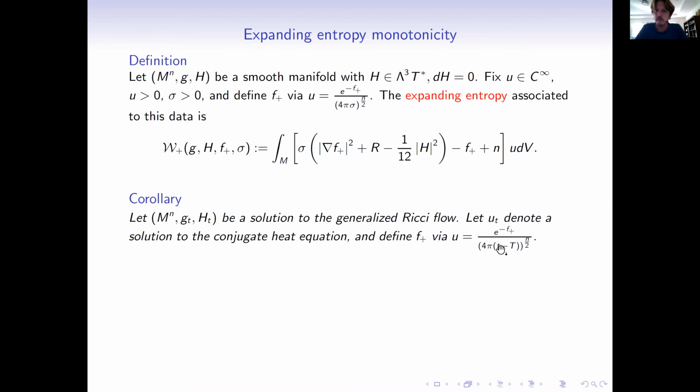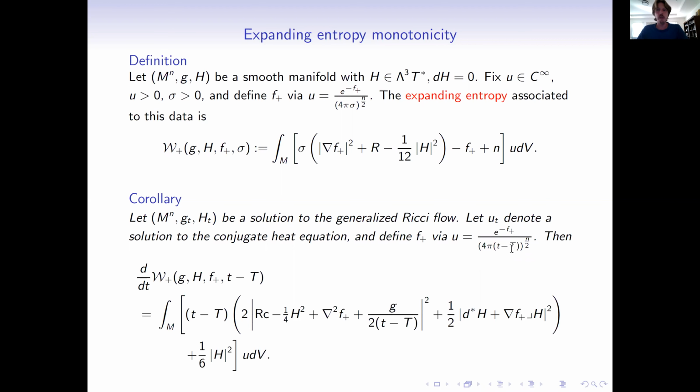So this is a positive number. Then we have the following monotonicity formula. So the time derivative of this W plus along the flow, where this sigma is little t minus big T, looks as follows. So it's this sum of 3 terms.